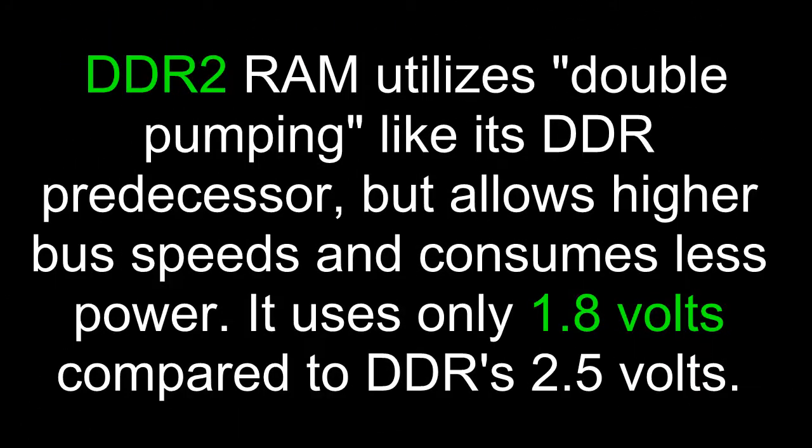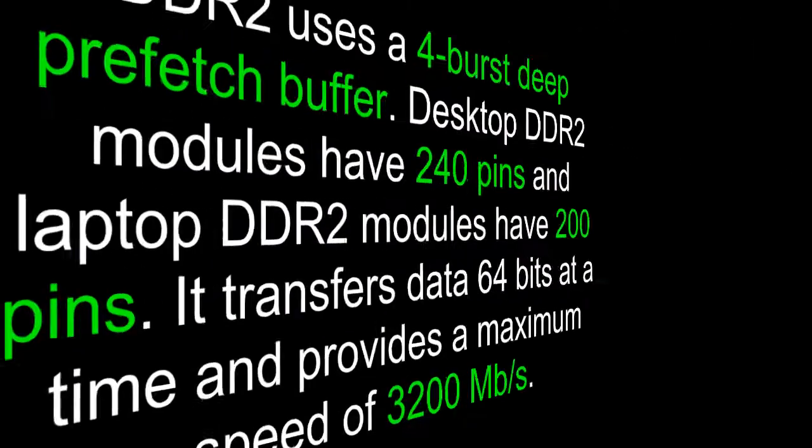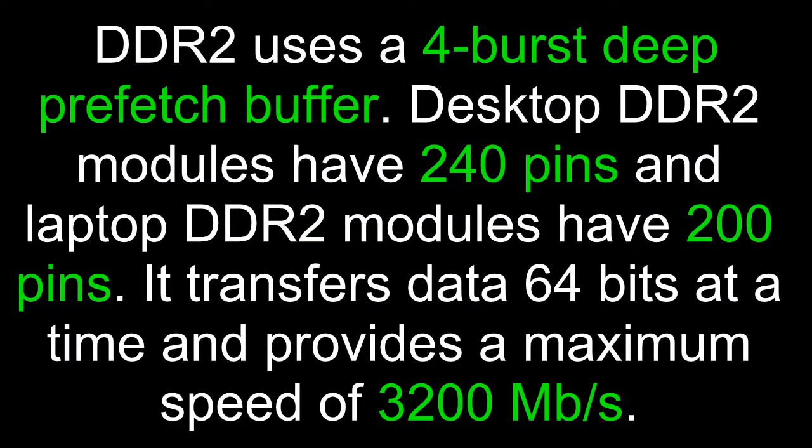DDR2 RAM utilizes double pumping like its DDR predecessor, but allows higher bus speeds and consumes less power. It only uses 1.8 volts compared to DDR's 2.5 volts. DDR2 uses a 4-burst deep prefetch buffer. Desktop DDR2 modules have 240 pins and laptop DDR2 modules have 200 pins. DDR2 transfers data 64 bits at a time and provides a maximum speed of 3200 megabits per second.